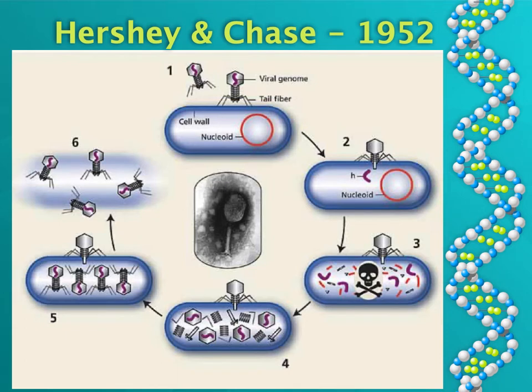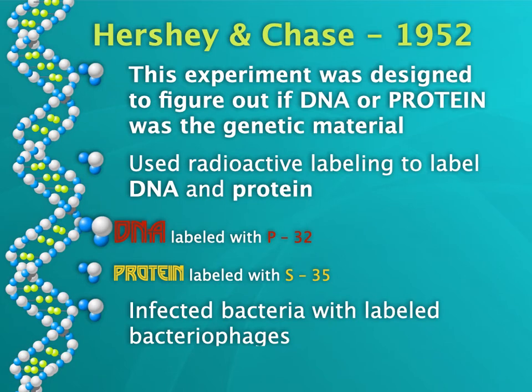It lands on the bacteria, it injects its DNA. Its DNA takes over the host cell. The host cell produces new bacteriophages. They assemble and then they break out, killing the bacteria.